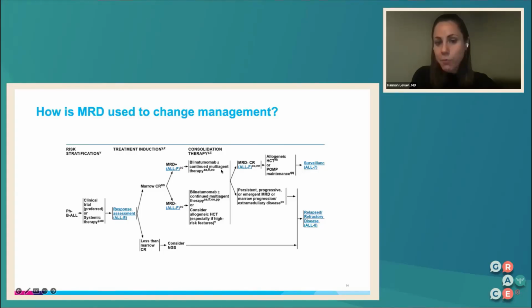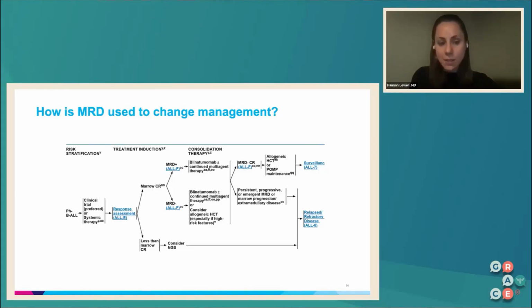Here we have an approved drug called blinatumomab, which is a type of immunotherapy. Patients who are persistently MRD positive, or patients who achieve an MRD negative state and then become MRD positive, are recommended to receive this drug, blinatumomab, that has an approval for MRD positive disease. These are patients who are in a remission, where we don't see any disease when we look at their bone marrow under the microscope, but we still see disease using the more sensitive testing.